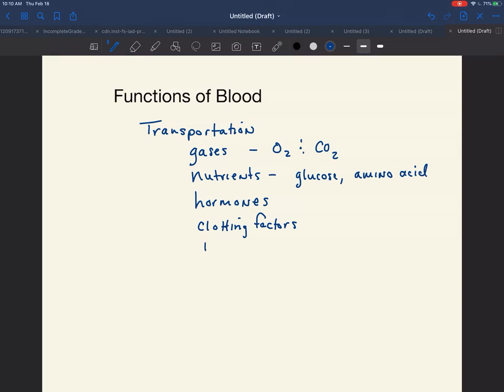We also have things like ions. So for example, sodium and chloride, these are charged, and calcium. And these ions actually are the electrolytes of the blood, and they're super important in the function of the nervous system and the function of the muscular system. These ions are really important.